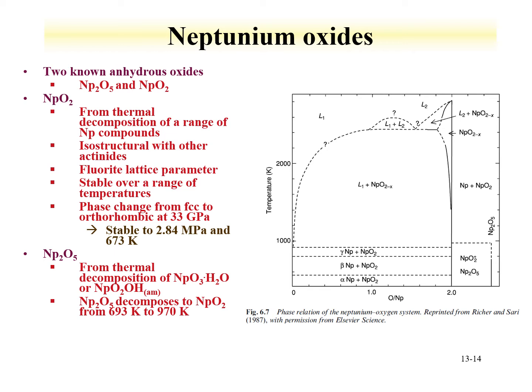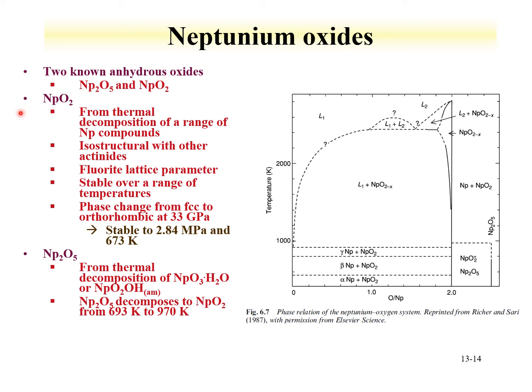The oxides of neptunium are important compounds for the nuclear fuel cycle. However, unlike uranium, there are only 2 known oxide species. Remember, with uranium we had primarily UO2, U3O8, UO3. For neptunium we have Np2O5 and the dioxide, NpO2. NpO2 is the stable oxide, and it can be formed from the thermal decomposition of a range of neptunium compounds, and it has the same sort of structure as the other actinides, so we would expect neptunium dioxide and uranium dioxide to form solid solutions.